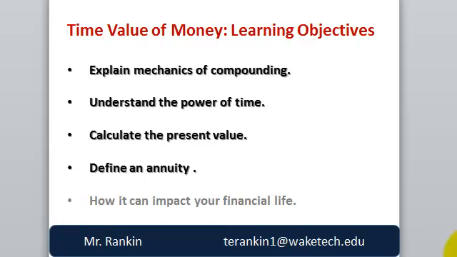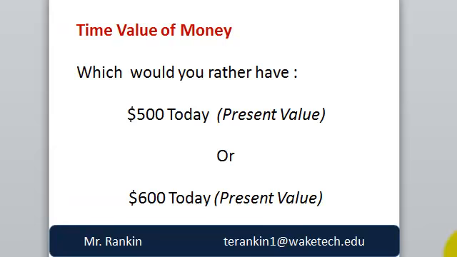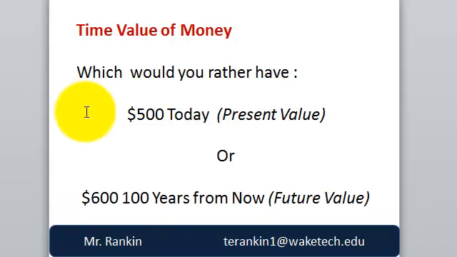So, to understand the time value of money, let's do a couple of questions. First of all, which would you rather have? $500 today, which in financial terms is called the present value, or $600 today? Well, I think most of us would rather have the $600 today. And the reason this comparison is very easy is because we've put both of our alternatives at the same time, today, the present value. Now, it gets a little tricky if we turn it around and say, which would you rather have, $500 today or $600 100 years from now, called the future value?